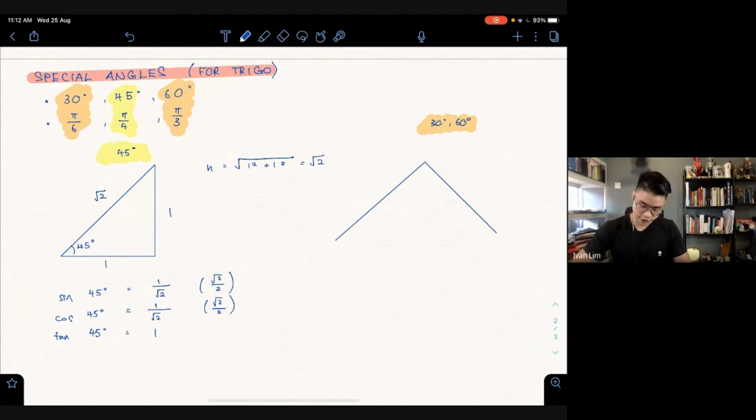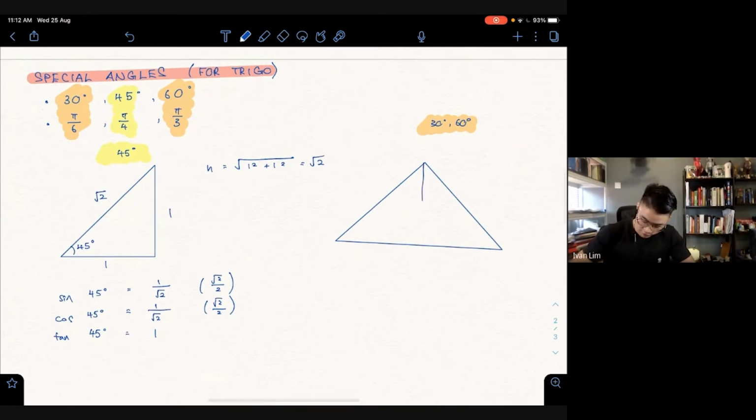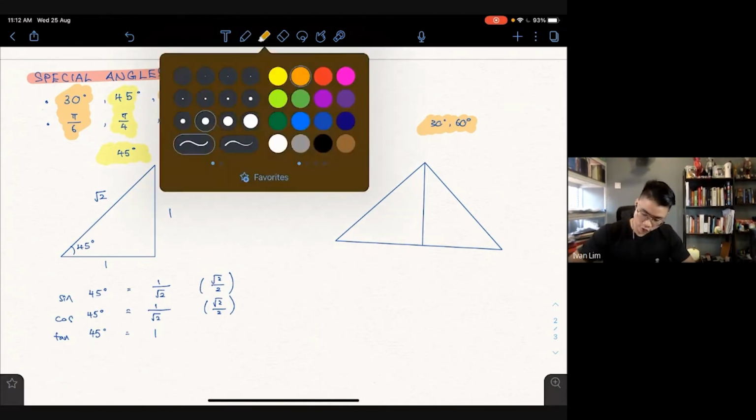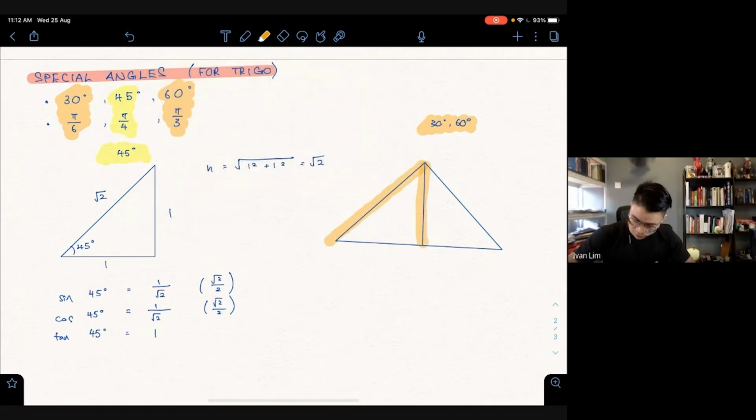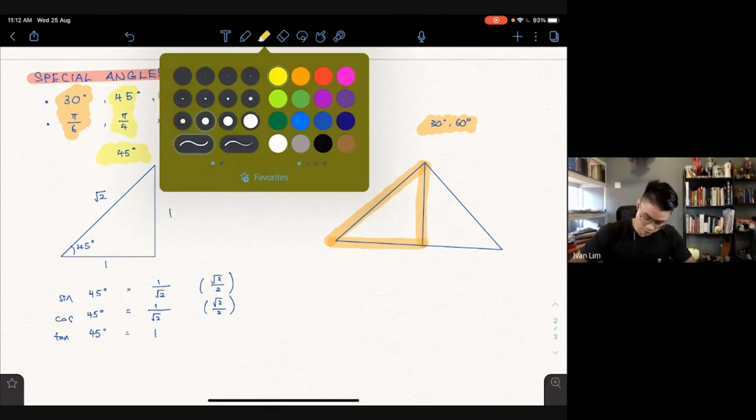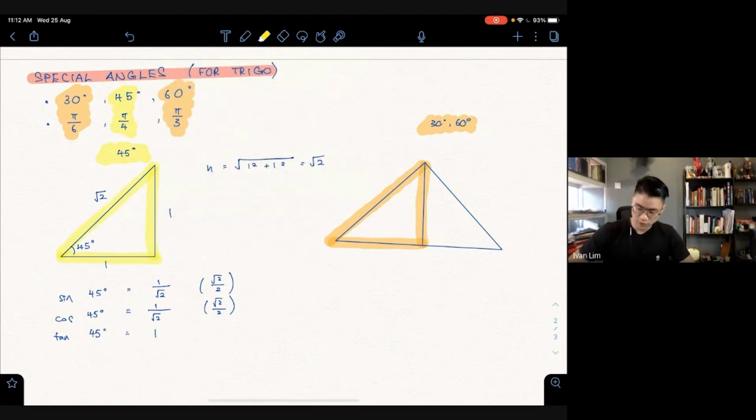So let's draw an equilateral triangle. Equilateral means all same sides, right? Like this. But we don't want the whole thing. We only take half of it. So we cut it into half, and I only look at half of it. If I look at half of it, what is the angle for an equilateral triangle? 60 degrees, right? Because all equal. So here will be 60 degrees, here also 60 degrees. And if I cut into half, here will be 30 degrees, and then here will be 90 degrees.